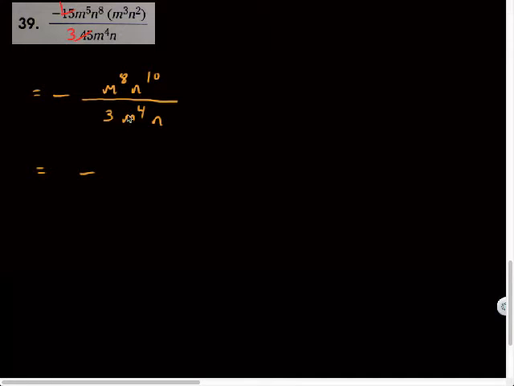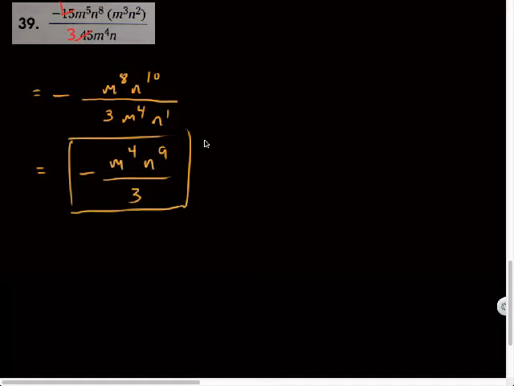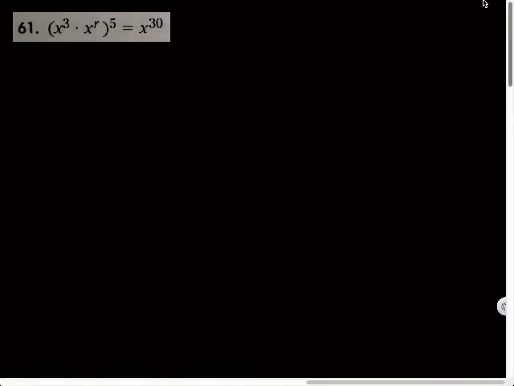Now, what do I do when I divide 2 things with the same base? Subtract the exponents. So this is going to be negative m to the 8 minus 4 is 4, and n to the 10 minus 1 is 9 all over 3. Boom. And notice it's more simplified than it was originally because I was able to combine all my variables into a single representation of that variable, which is nice. Quite nice.